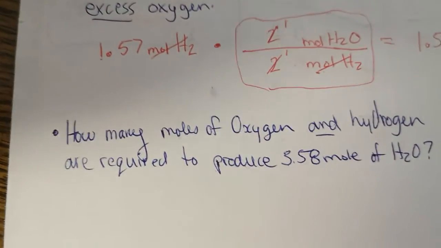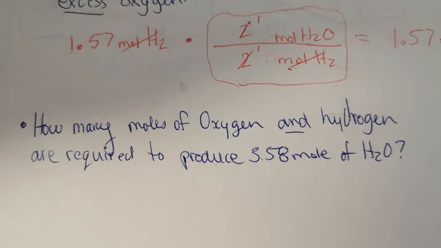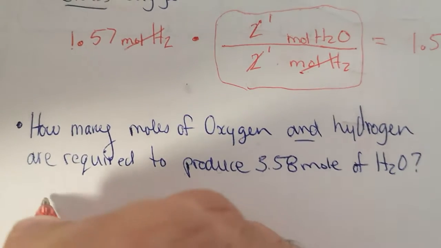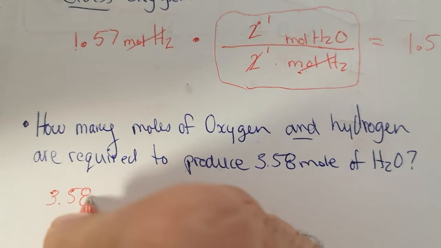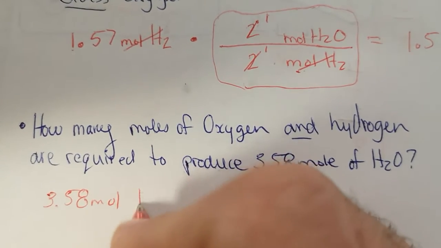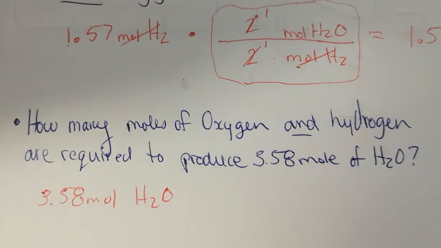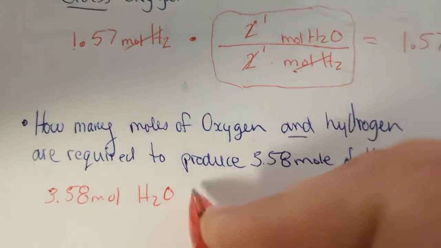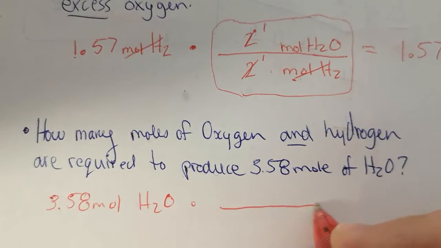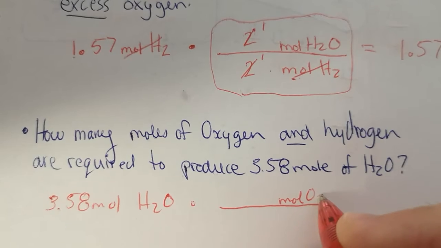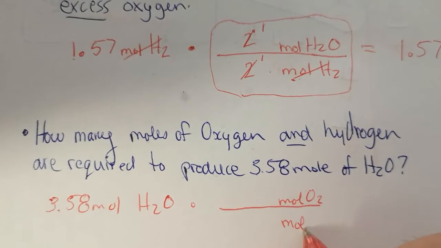Our next question was, how many moles of oxygen and hydrogen are required to produce 3.58 moles of water? So 3.58 moles of H2O. That's what we're given. We're asked to solve for moles of oxygen from moles of water.